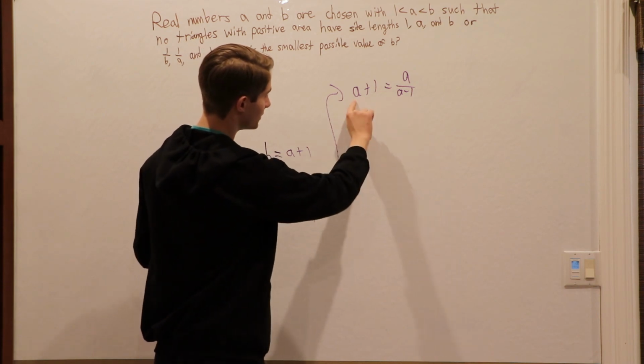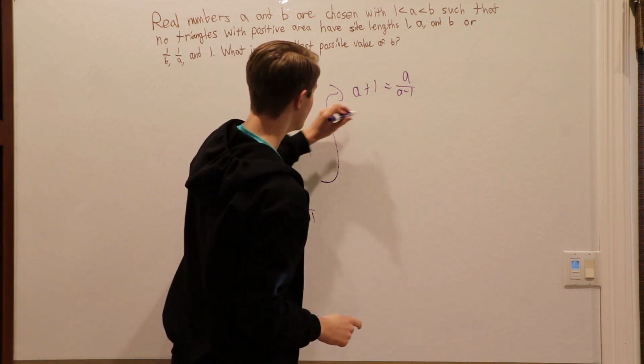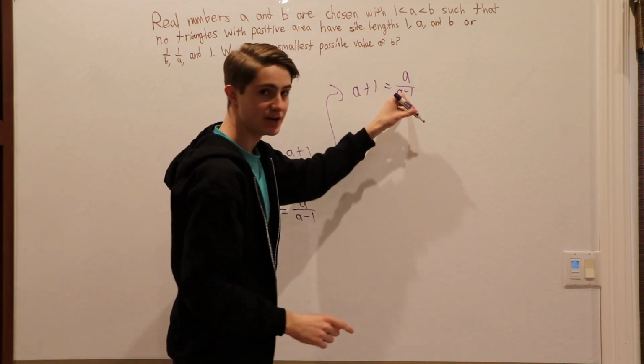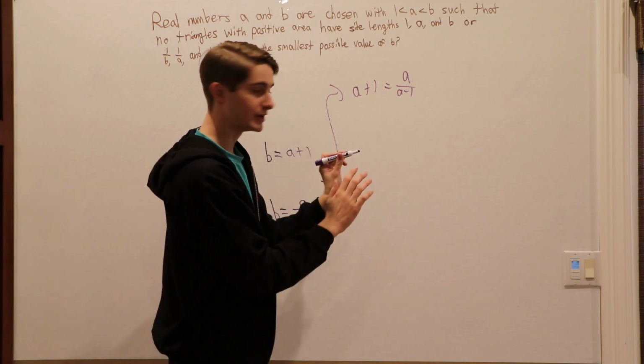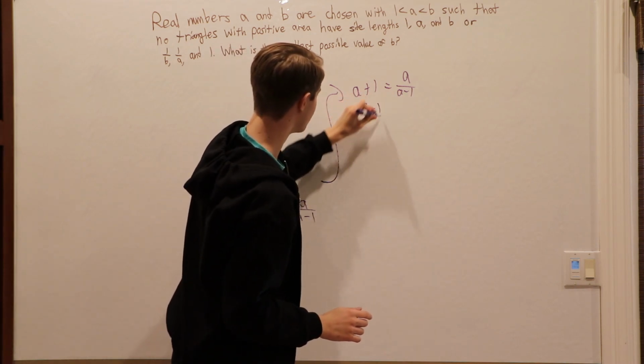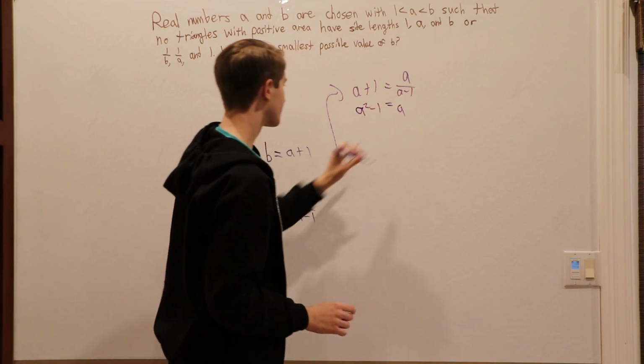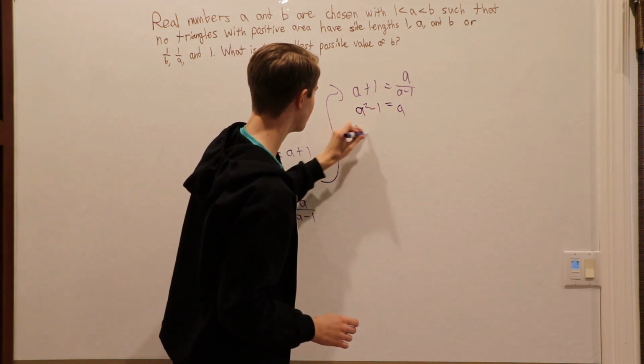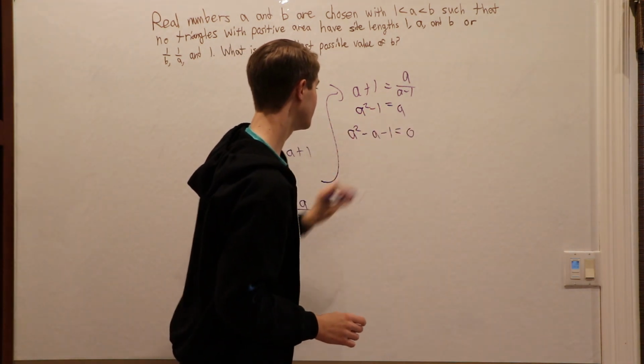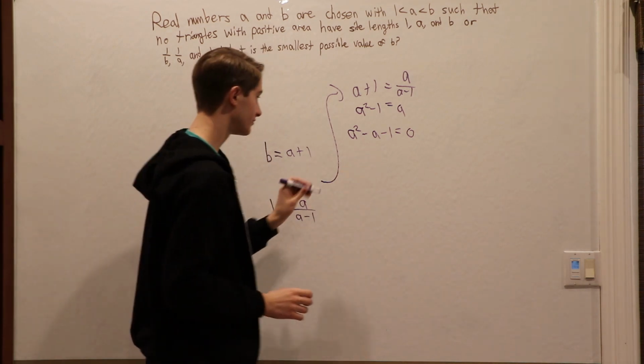So to start, we can multiply by a minus 1 on both sides. If we do a plus 1 times a minus 1, that's the difference of squares, so that gives us a squared minus 1 is equal to a. So we can subtract a, we get a squared minus a minus 1 equals 0. And now we can just use the quadratic formula.